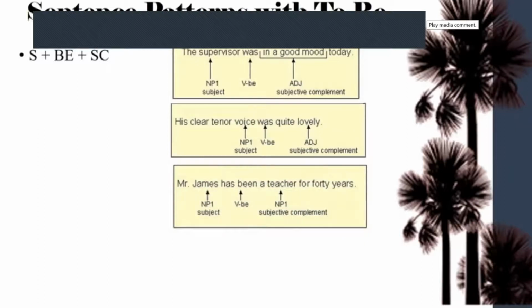Now let's look at the sentence patterns with the verb to be. You can have the subject plus the verb to be plus the subject complement. For example, the supervisor was in a good mood today. In a good mood describes the supervisor. It functions as an adjective. His clear tenor voice was quite lovely. Again, lovely describes voice, which is the main subject. Mr. James has been a teacher for 40 years. Teacher describes Mr. James. And in this case, we have a noun equaling a noun.